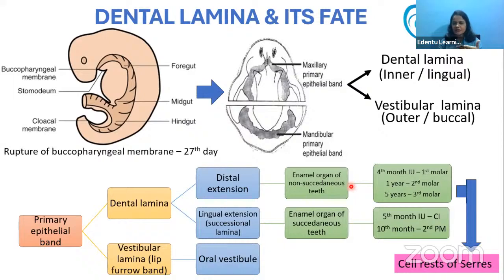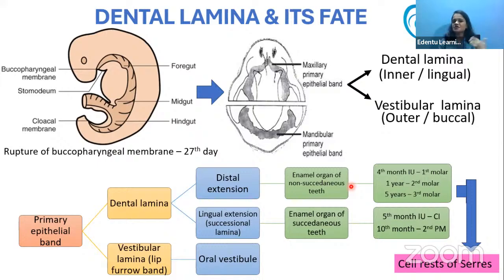Succedaneous means it has a predecessor. That means a primary tooth is formed before the formation of this tooth, and this tooth erupts in the place of the previous primary tooth. That is known as a succedaneous tooth. A predecessor means a primary tooth will be there in its place before it starts forming. Central incisors, lateral incisors, canines and premolars are all succedaneous teeth.